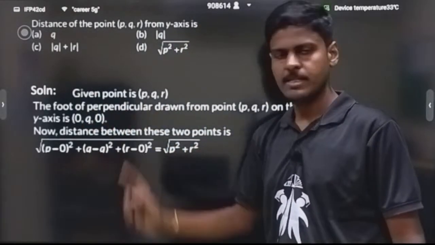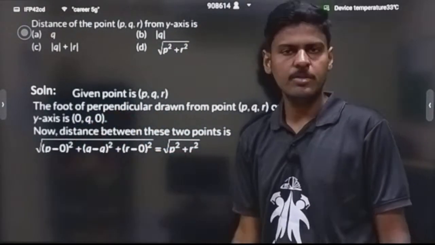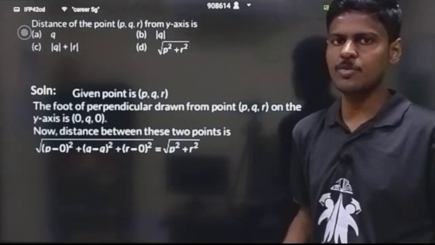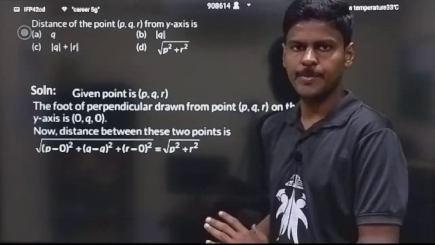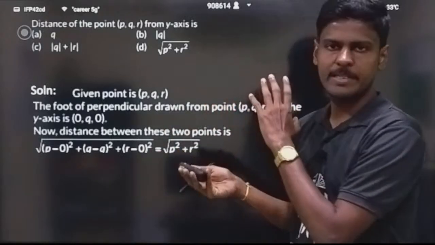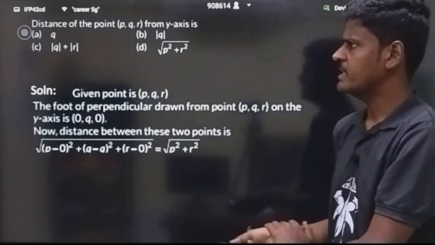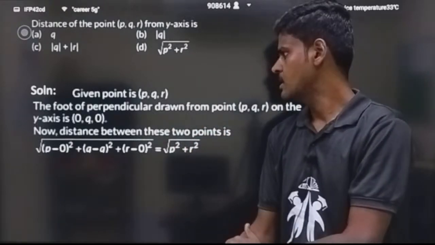Foot of perpendicular is drawn, that will be point 0, Q, 0, and from that find the distance between 2 points. This is standard procedure. You can directly remember these results. You don't even need to draw diagrams or anything. You can directly solve. These are all 1 mark questions.